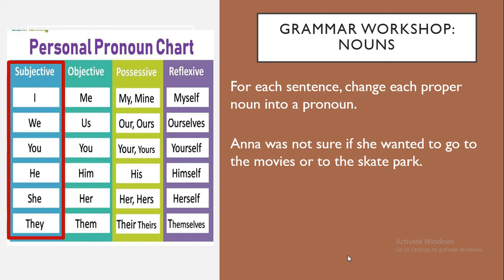Anna was not sure if she wanted to go to the movies or to the skate park. And so, looking at that, the first thing I'm going to do is identify where's my proper noun. So, where do I see a specific name? I see a specific name in Anna. So, I know that Anna is a specific name. So, then I'm going to go look over here to my chart and I'm going to ask myself, which pronoun could I use to replace Anna? So after looking at all of these, I know that Anna, because Anna is a girl, I can replace Anna with she. So instead of saying Anna was not sure if she wanted to go to the movies or to the skate park, I would say she was not sure if she wanted to go to the movies or to the skate park.